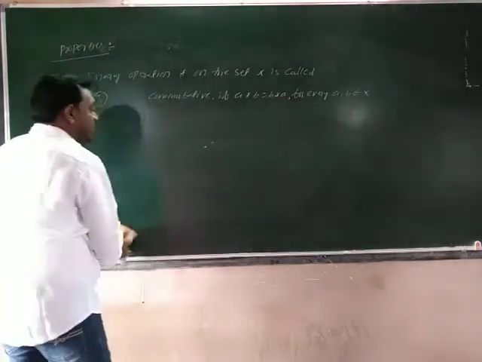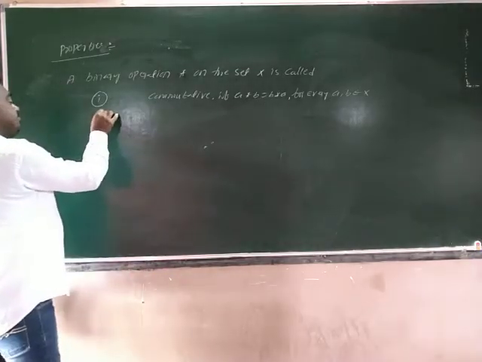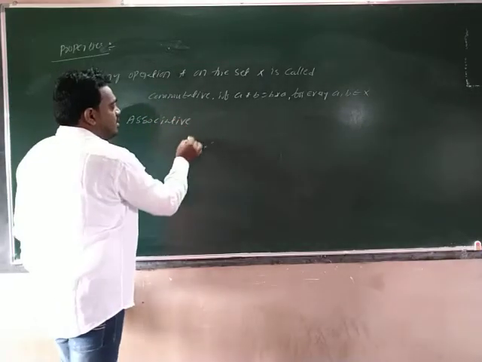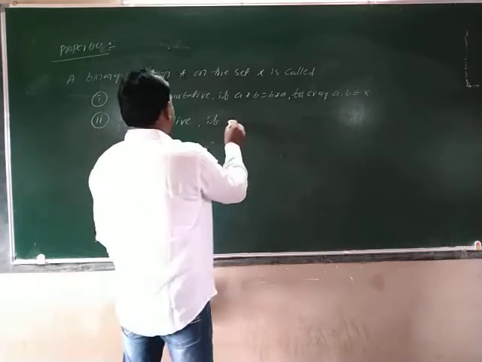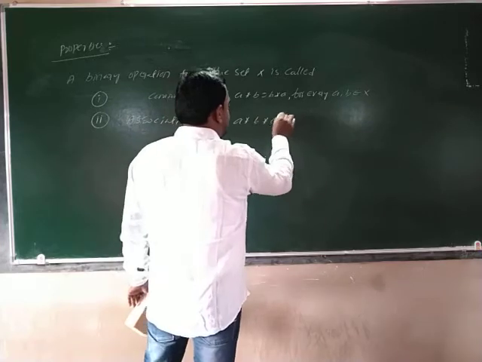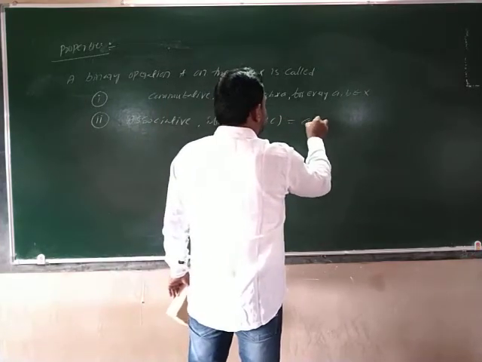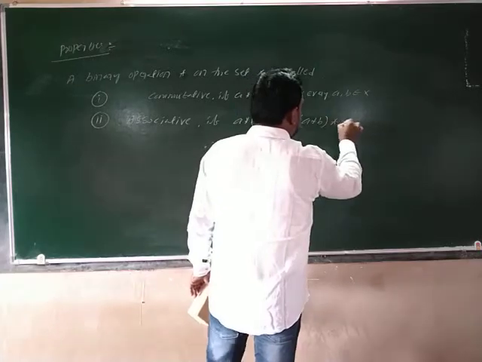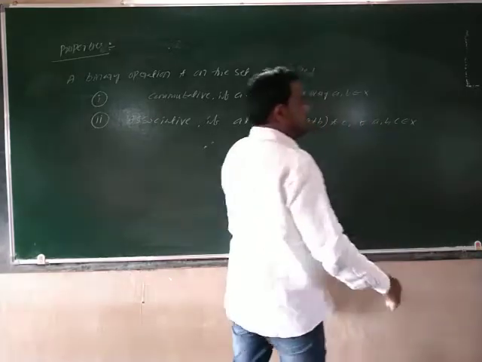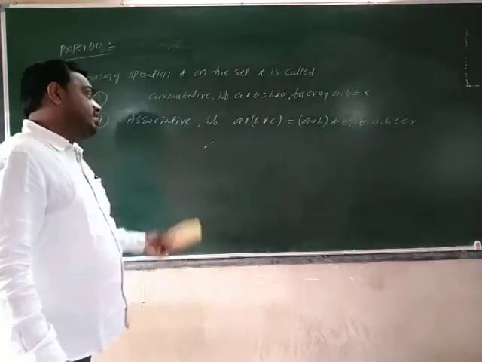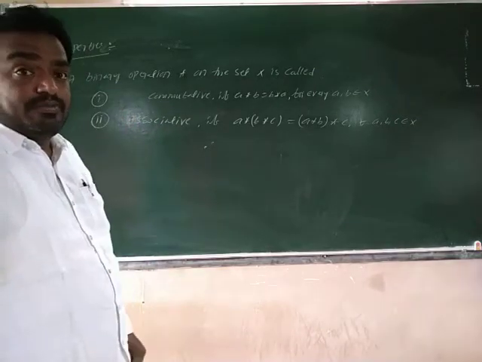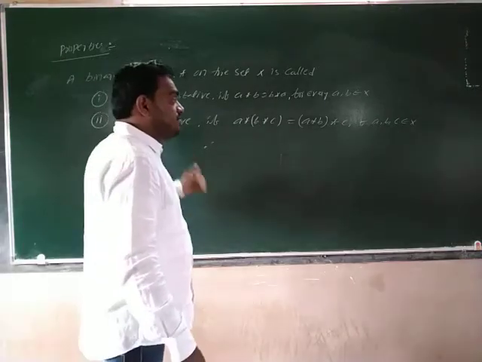In the same way, the second one is associative. Associative definition: A star of B star C is equal to A star B star C, for all A, B, C belonging to X. So which are the binary operations here? Addition is a binary operation. Addition is associative. Multiplication is also associative.